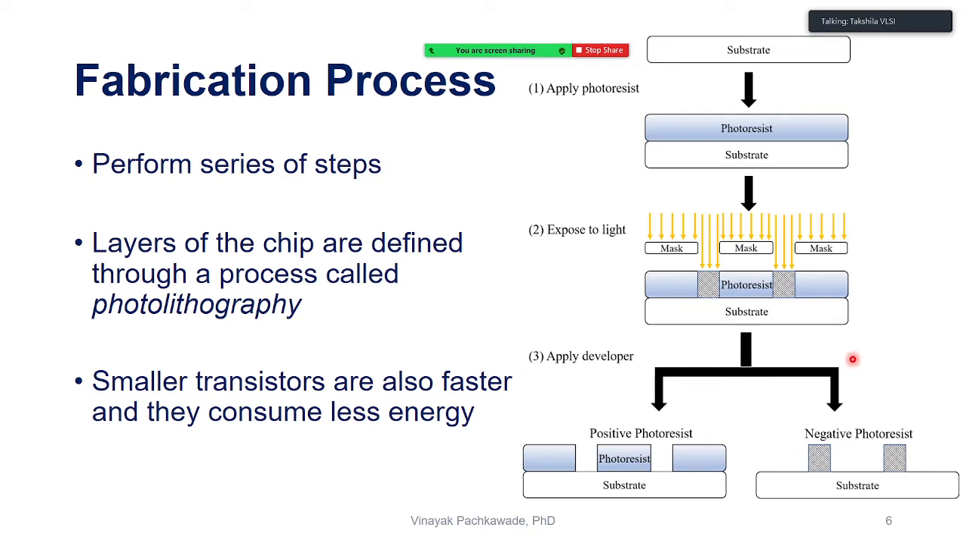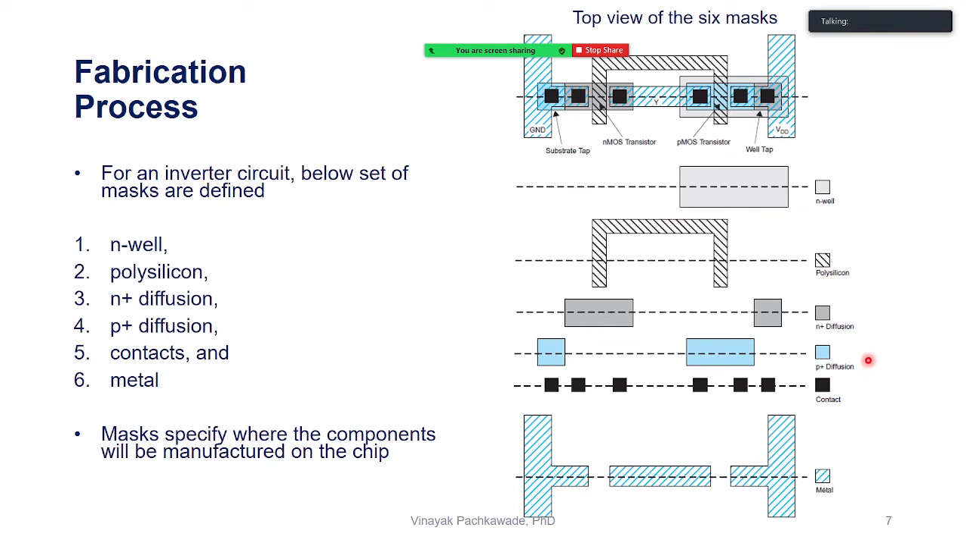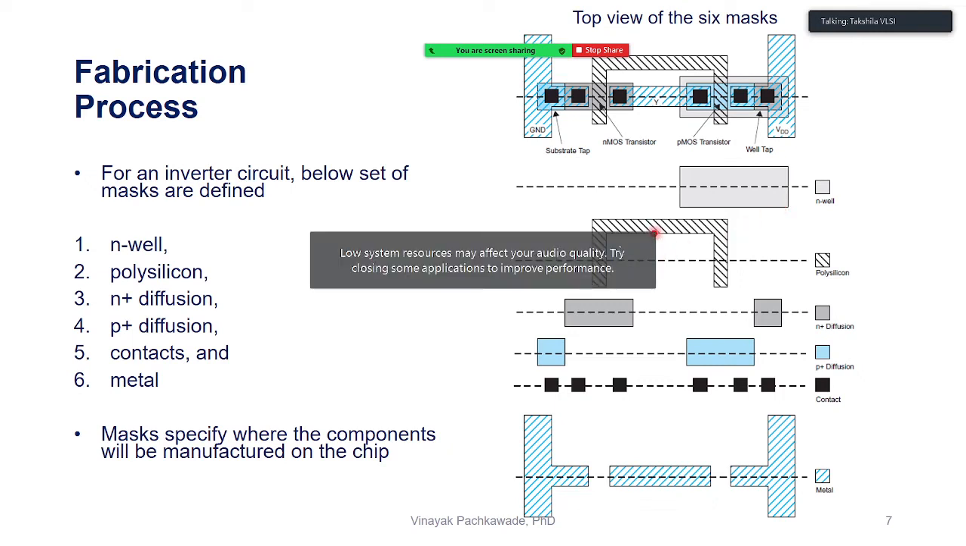So I just gave you a brief idea about how the area is selected: what is the meaning of mask, what is photolithography, and what is photoresist. Photoresist is just a plastic, or say a very thin layer, that people use to process the substrate. So for instance, now let's say I want to build an inverter circuit. I hope you remember these slides from before. So how many masks do I need for an inverter circuit?